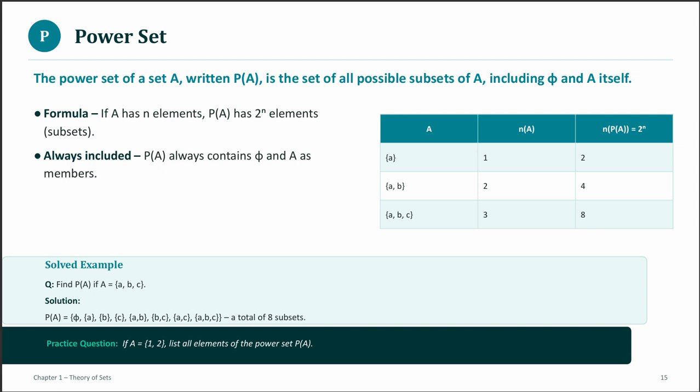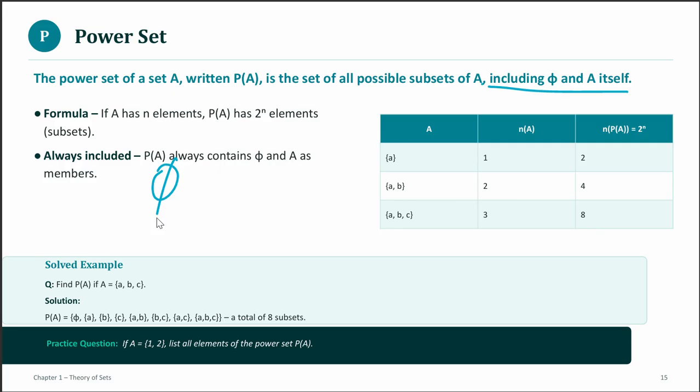Okay. Now the power set of a set A, written P(A), is the set of all possible subsets of A, including phi and A itself. So when we are talking about subsets, first we have seen that phi is a subset of every set. And we have also seen the reflexive property, which says that a set is a subset of itself.